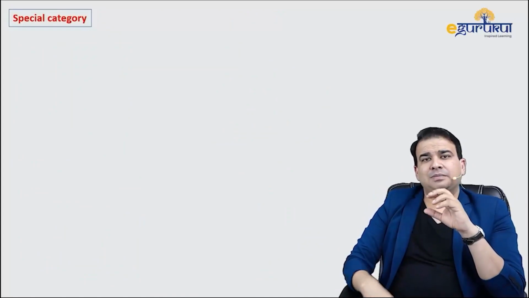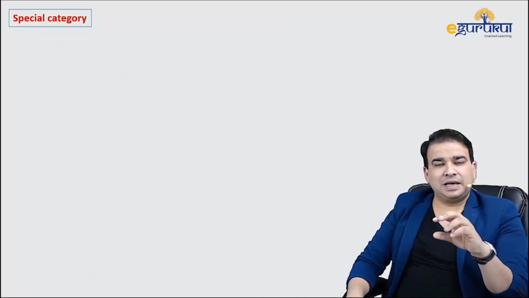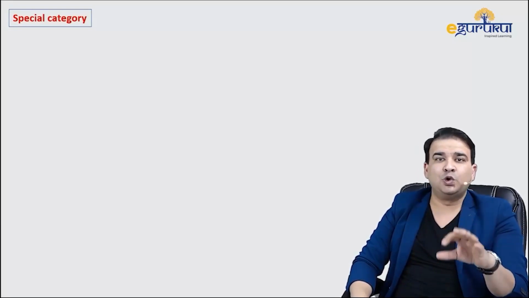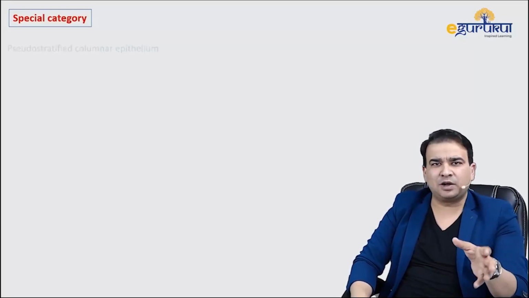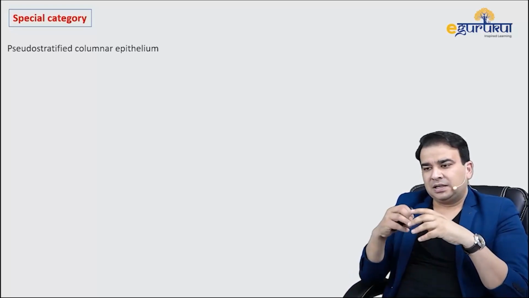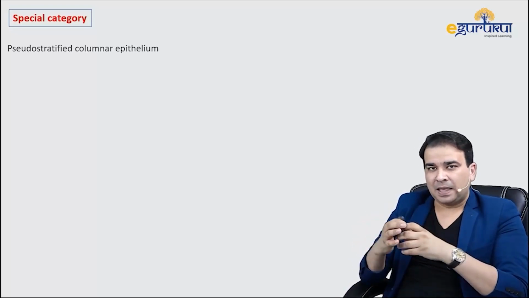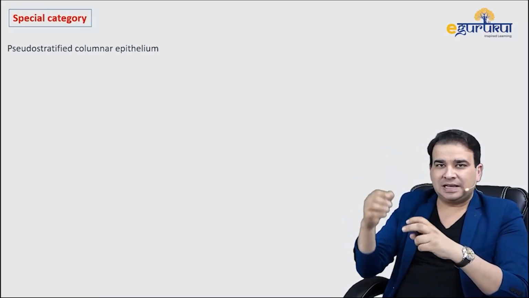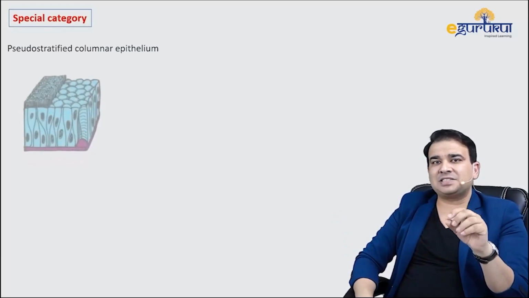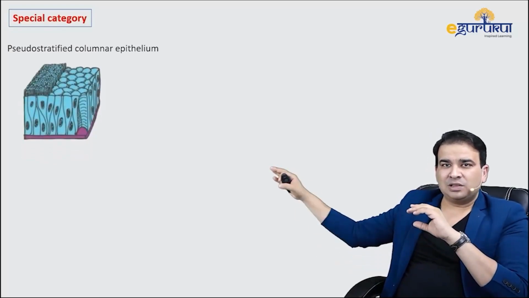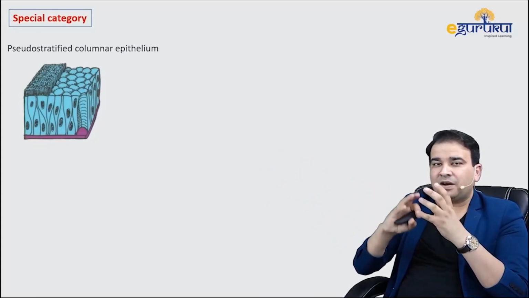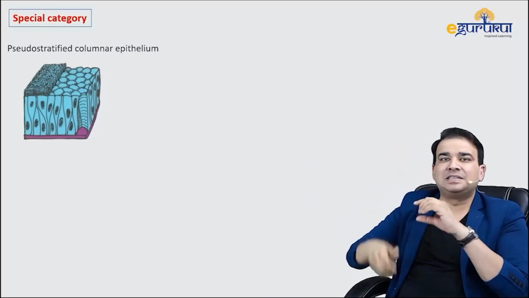After stratified epithelium, let's talk about a special category in the epithelium. Number one, we have epithelium called pseudo-stratified ciliated or non-ciliated columnar epithelium. When you say pseudo-stratified columnar, that means true stratification is not there. We do not have multiple layers of cells, but they look like we do. All the cells are resting on the basement membrane, but because some cells are squeezed in between and some are reaching the top, the nuclear level is different.